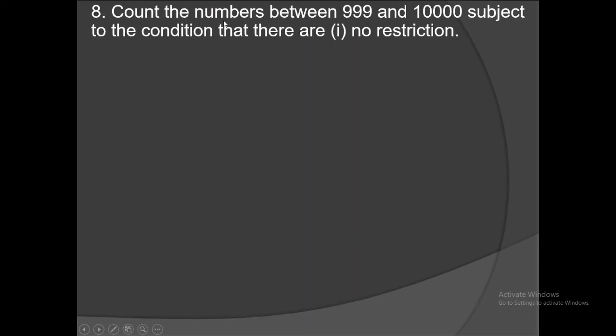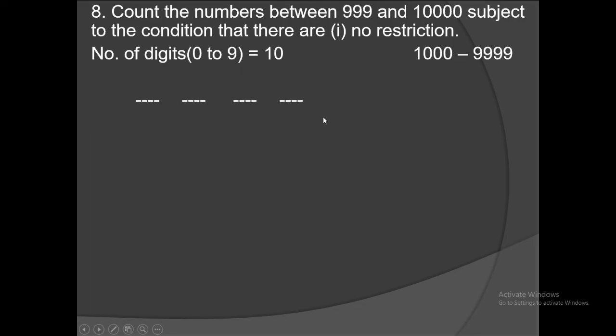Last problem: count the numbers between 999 and 10,000 subject to the conditions. First, no restrictions. First of all, the number of digits is 10. Between 999 and 10,000 means greater than 999, that is 1000, and less than 10,000, that is 9,999. So you can see that it is naturally a 4-digit number, 4 places. The first place cannot be filled with 0, because if you fill 0 in the first place, it will be a 3-digit number. So leaving 0, there are 9 digits.